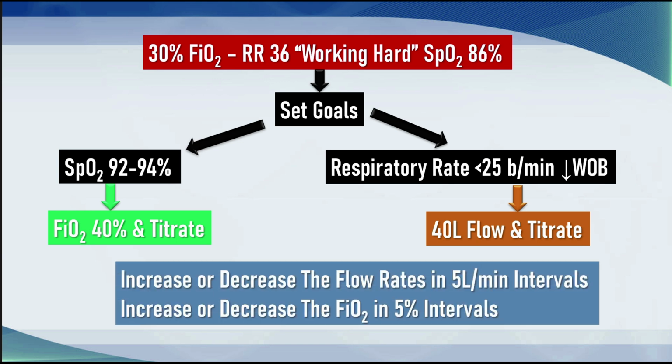We increase or decrease the flow rates in 5 litres per minute intervals and increase or decrease the FiO2 in 5% intervals. So the saturation or the blood gas is related to the amount of oxygen we give. The respiratory rate and the apparent work of breathing relates to the flow. If high flow doesn't work, we give the patient CPAP.